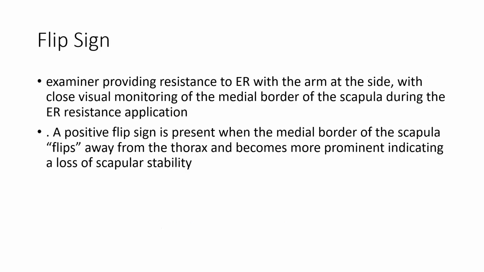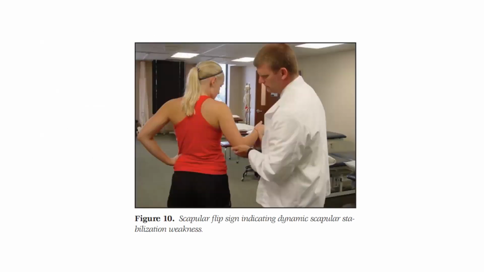Next is the flip sign. The examiner provides resistance to external rotation with the arm at the side, with close monitoring of the medial border of the scapula during the external rotation resistance application. The patient's arm is held at the side and the patient tries to external rotate the arm, and the examiner gives resistance for the external rotation. The examiner should be looking at the medial border of the scapula to see if there is any prominence. That is called the flip sign.